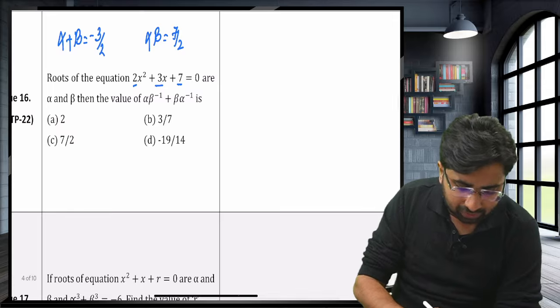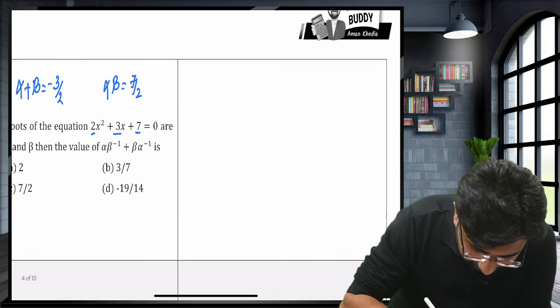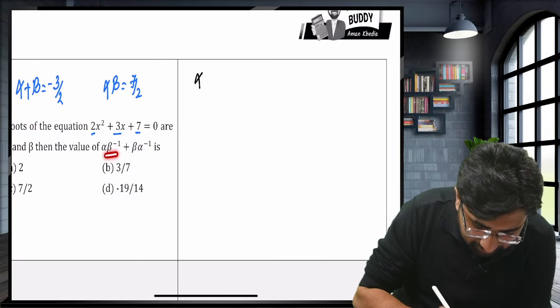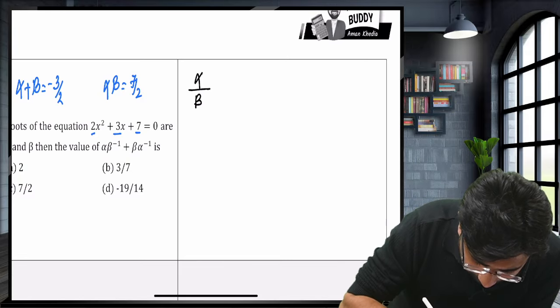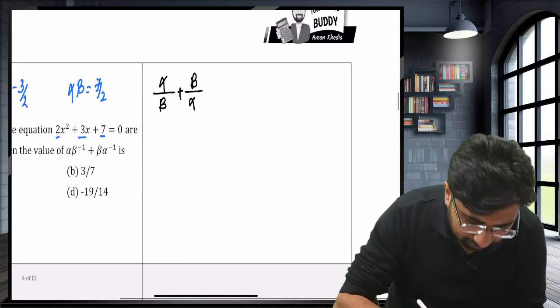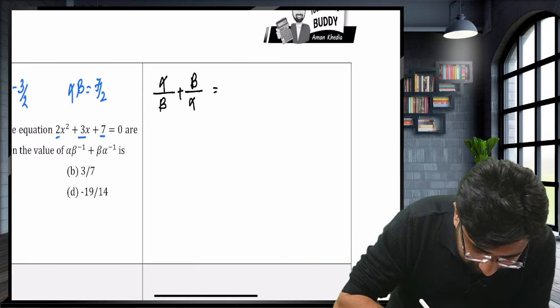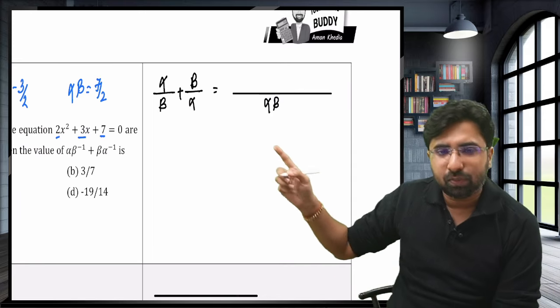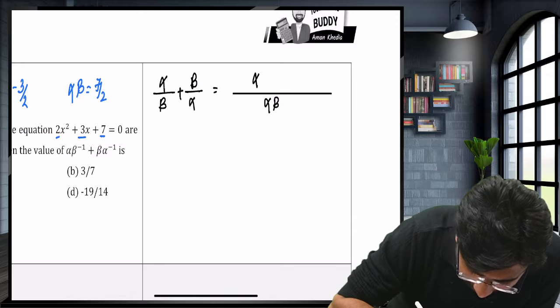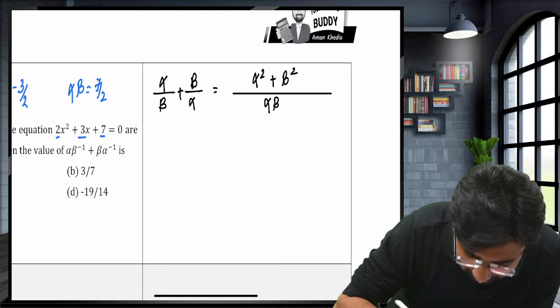Everybody, they are asking the value of alpha inverse plus beta inverse. Guys, can I say inverse means reciprocal? So 1 upon alpha plus 1 upon beta. What will be the LCM of this? We will take the LCM as alpha into beta. Cross multiply: alpha into alpha, alpha square. Beta into beta is, guys, beta square.